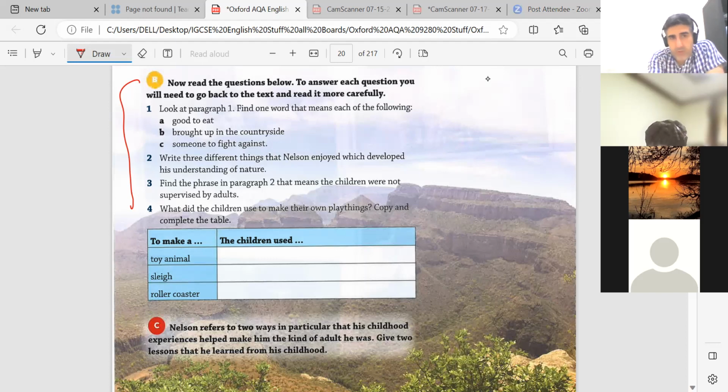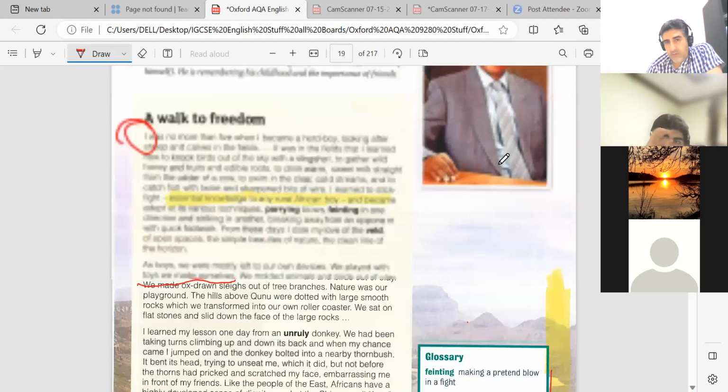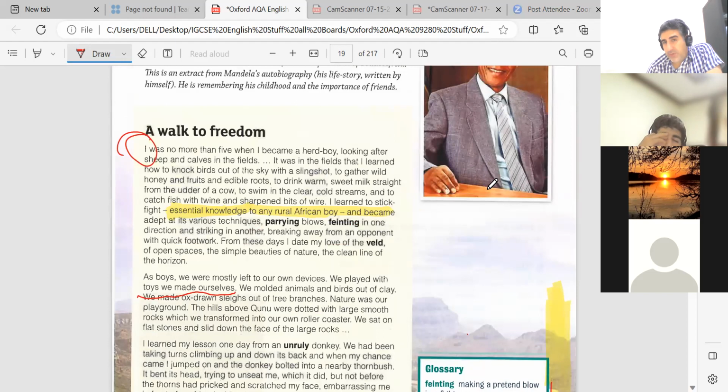For example, quickly, in paragraph 1, the word that means good to eat. Yalla, in half a minute, give me a word that means good to eat in paragraph 1. So this is scanning. You are looking for a specific piece of information.